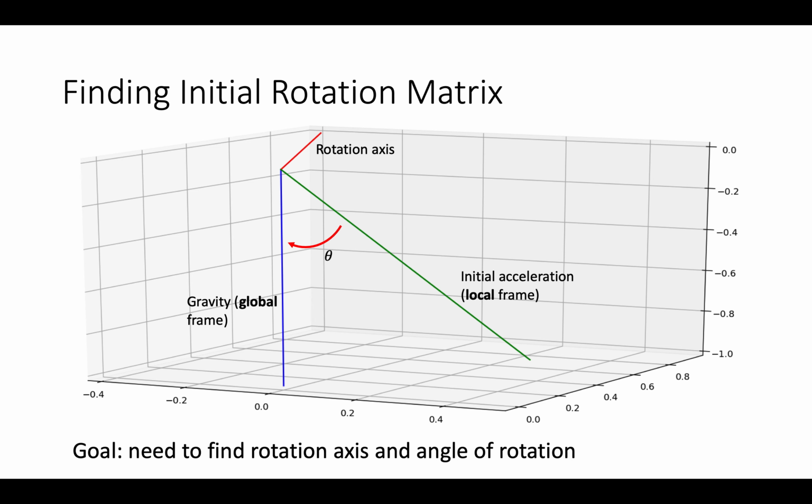The next step is finding the rotation matrix from the initial acceleration. The acceleration given to us is in the local reference frame, and we need to find the rotation matrix to translate it to a global frame. We know the initial acceleration is static, so it should just be the gravity vector. The goal is to find the rotation axis and the angle of rotation. The rotation axis will be the normal vector to the initial acceleration, and the gravity vector is in the global frame.